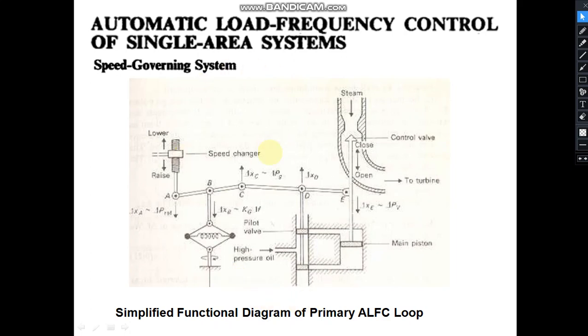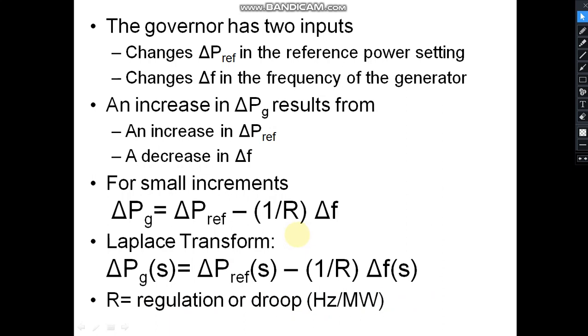We have already discussed this. Let us revise a few points. The output of this governor, delta Pg, depends upon two things. One is this delta P reference. Another is this frequency, which is directly proportional to the speed. Because there are two inputs, this output can be written as delta Pg equals delta P reference minus 1 upon R delta F.